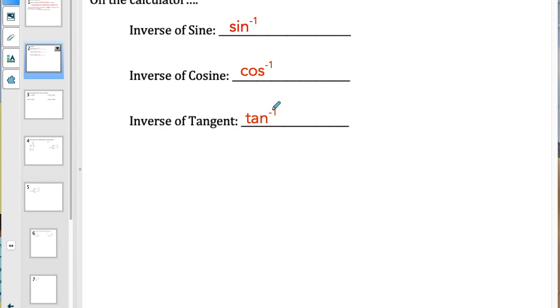Friendly reminder, on a graphing calculator, you should check your mode. Make sure that we're in degree mode. If a calculator gets reset or straight out of the package, those default settings are in radians.